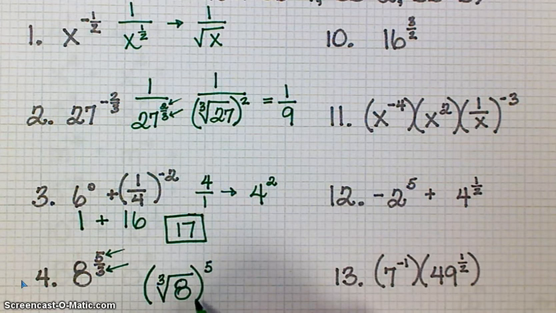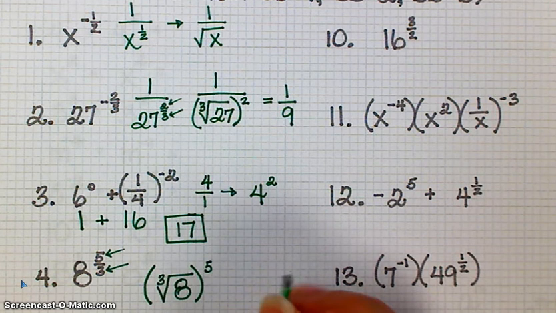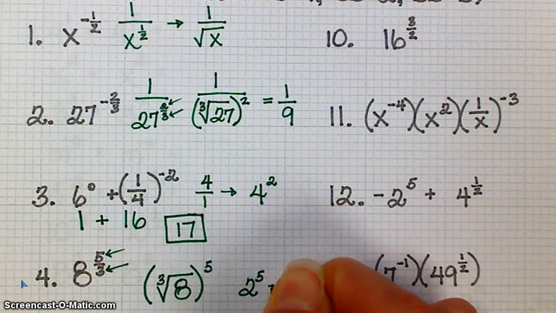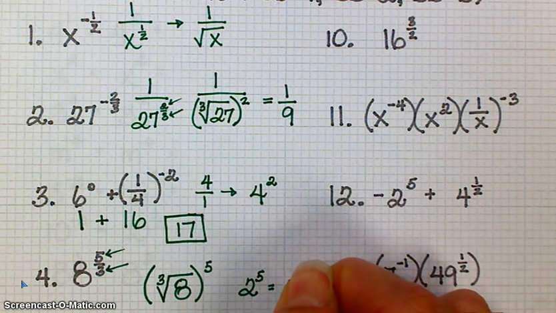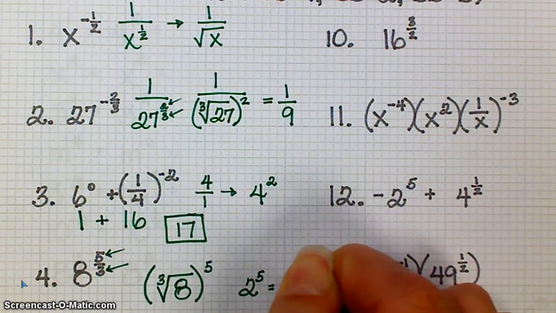What times what times what gives us 8? Well, 2 times 2 times 2 gives us 8. So the cube root of 8 is 2. 2 to the 5th, that's 2 times 2 times 2 times 2 times 2. 2 to the 5th is 32. There's your answer.